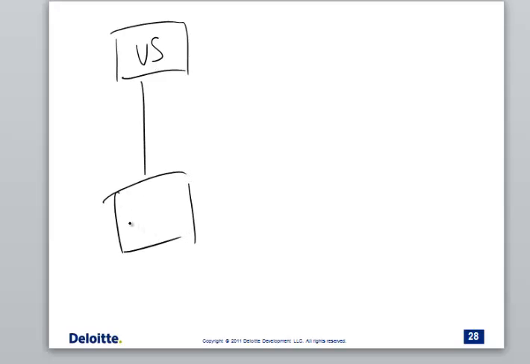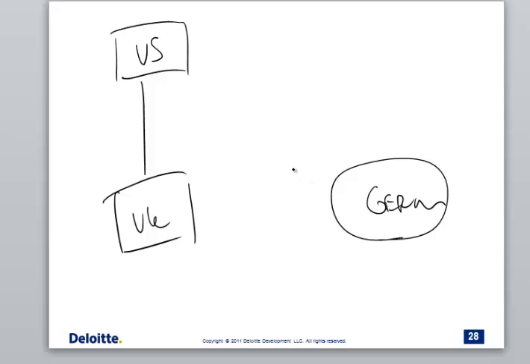Okay, so let's say that I'm a U.S. company, and I have a UK sub, and I have a customer in Germany. My functional currency here is the pound, not the dollar, and that customer is going to pay me in euros. And you probably think, oh, really? There's three currencies? It happens all the time. This is not uncommon at all.